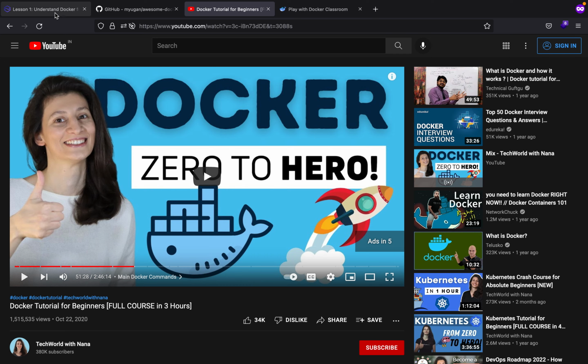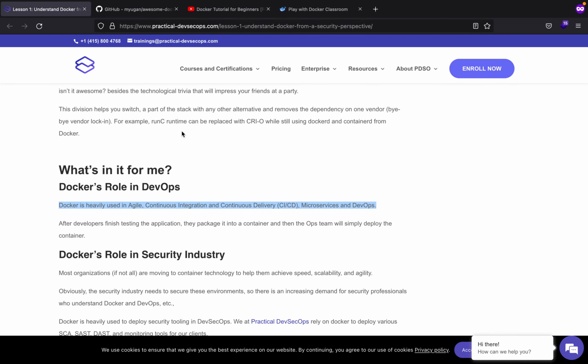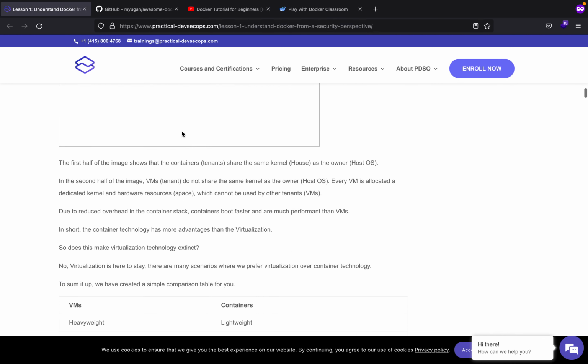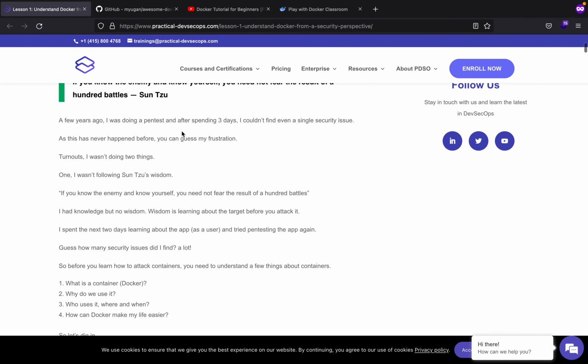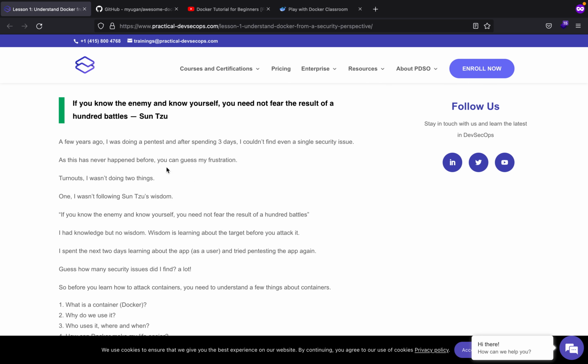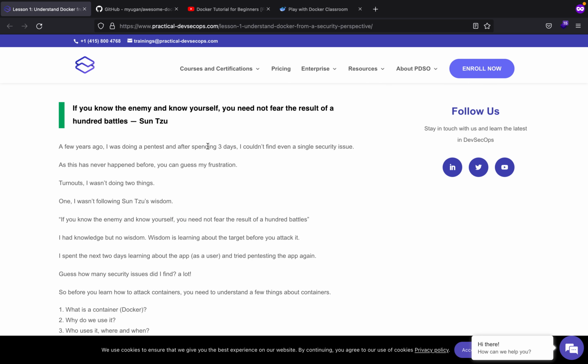Now the second part is a more theoretical one. Here the guy talks about how he learned about Docker and why you need to, because what he said was he had no idea what he was pen testing into. So he spent about 3 days looking for bugs, but he had no idea what to look for and hence he couldn't find anything.